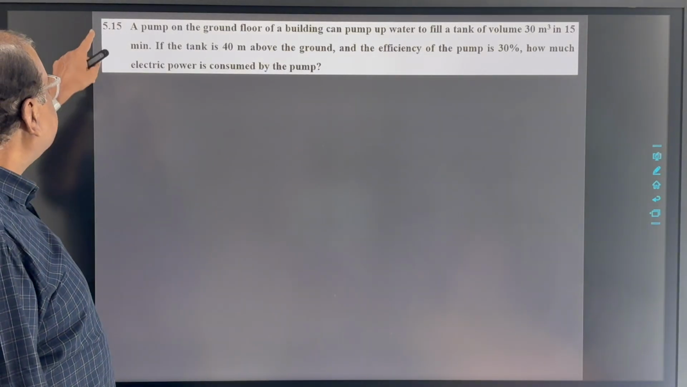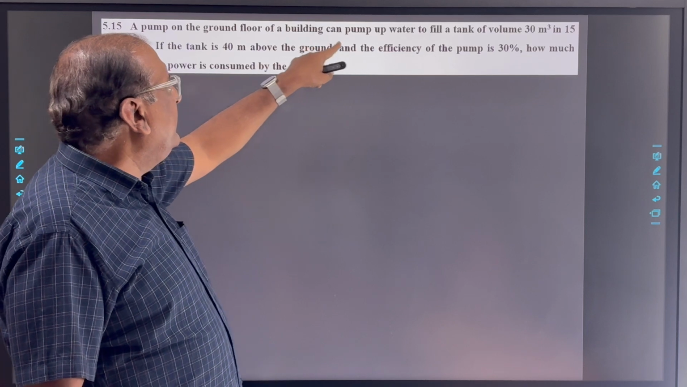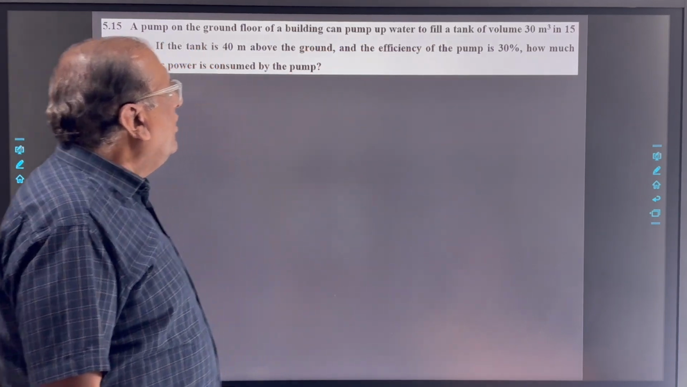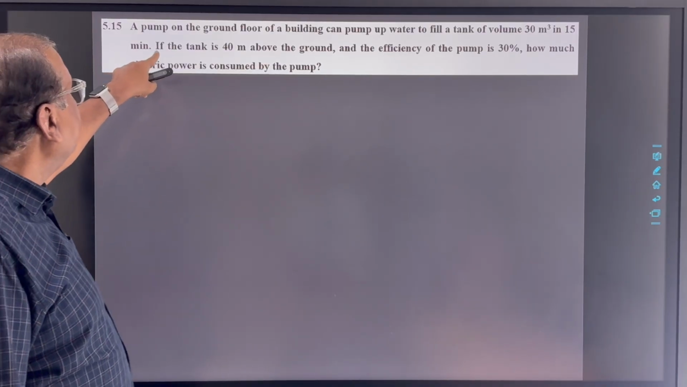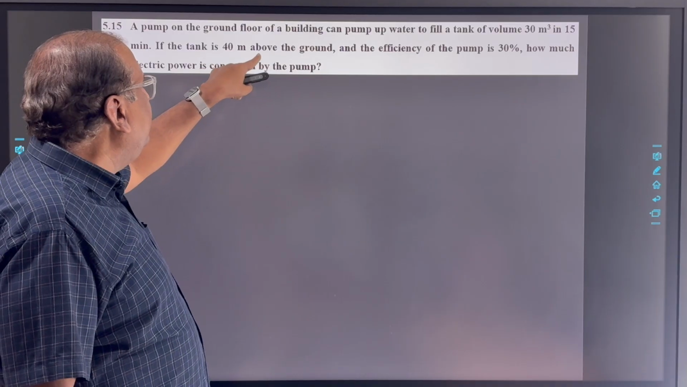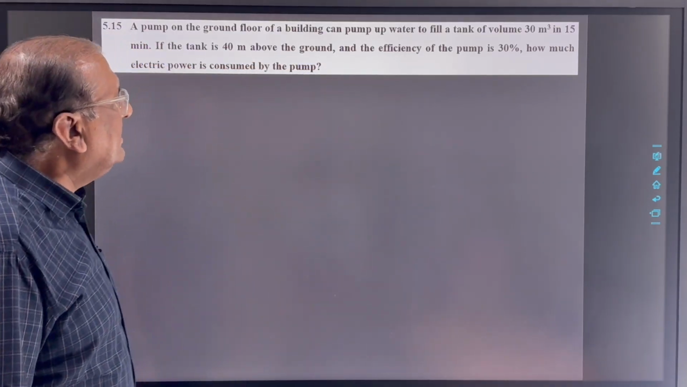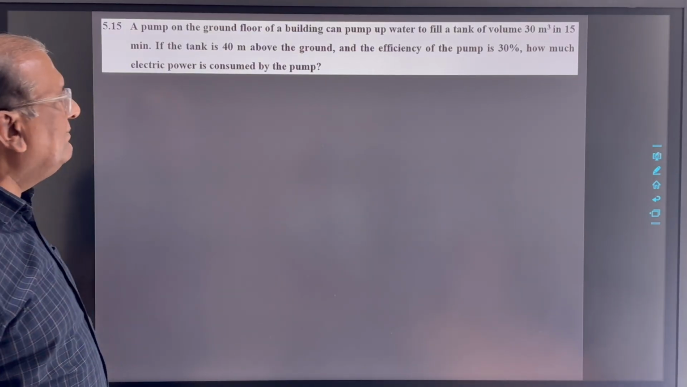Now exercise 5.15. A pump on the ground floor of a building can pump up water to fill a tank of volume 30 meter cube in 15 minutes. If the tank is 40 meter above the ground and the efficiency of the pump is 30%, how much electrical power is consumed by the pump?